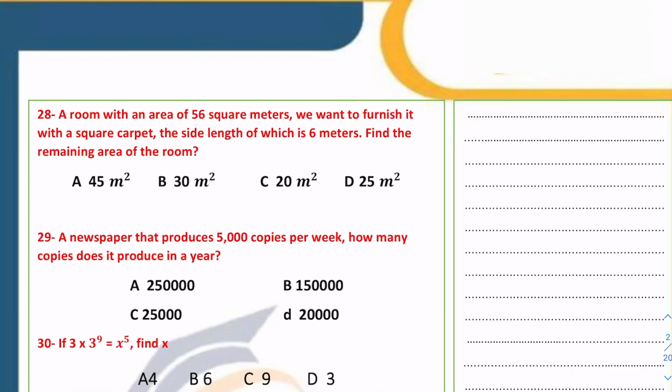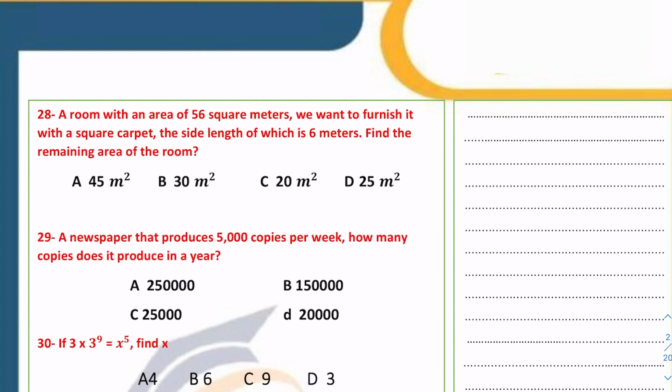A room with the area of 56 square meters. We want to put a carpet inside it with the square length 6 meters. Find the remaining area. Area of a square equals side power 2. 6 power 2 equals 36. I have to subtract 56 minus 36. It will be 20.